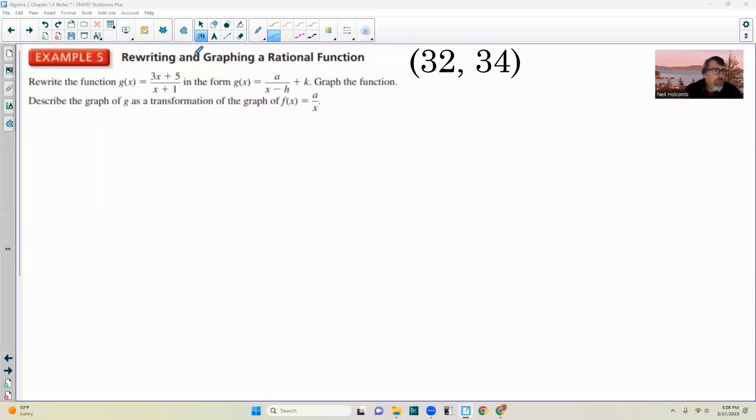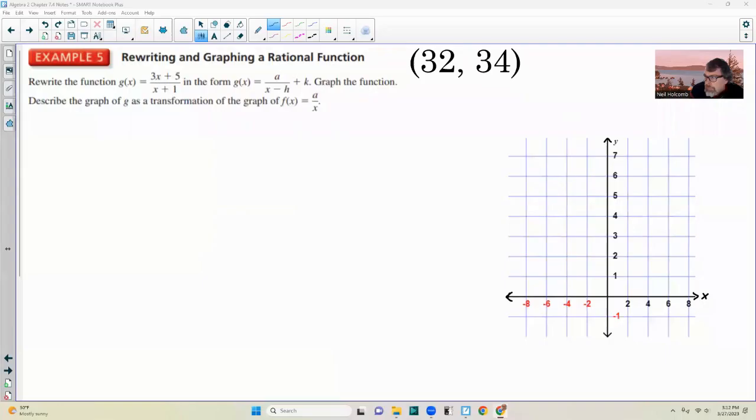Okay, example 5 is rewriting and graphing a rational function. It says to rewrite the function g of x, which equals 3x plus 5 over x plus 1, in the form of g of x equals a over x minus h plus k, and graph the function. Describe the graph of g as a transformation of the graph of f of x equals a over x. So let me get some graph paper. Okay, so there's two ways to do this. The book shows one way, and I prefer a different way, but I'll show both.